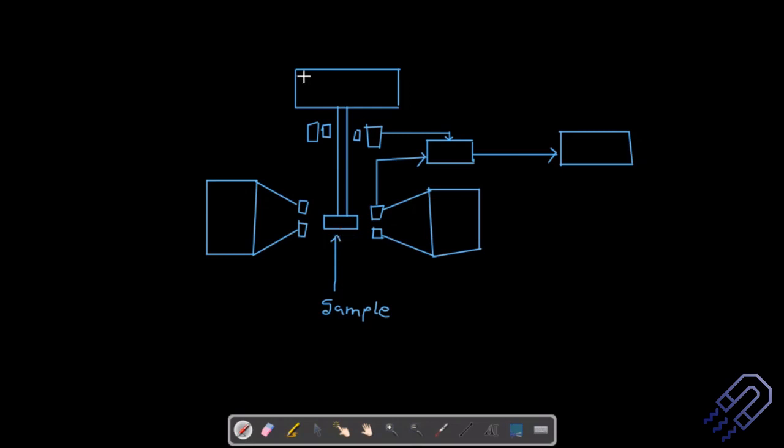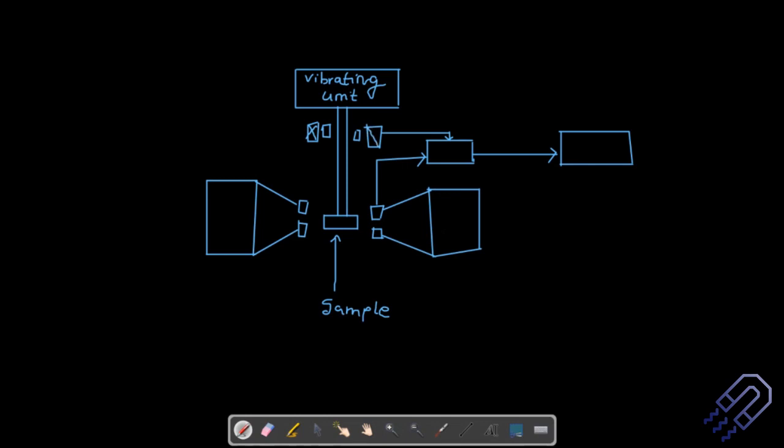So I will basically use this vibrating unit. This is a vibrating unit, and making a vibrating unit is not very difficult. You can apply some frequency. So this is your vibrating unit.